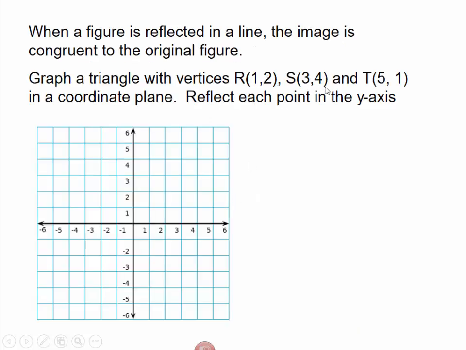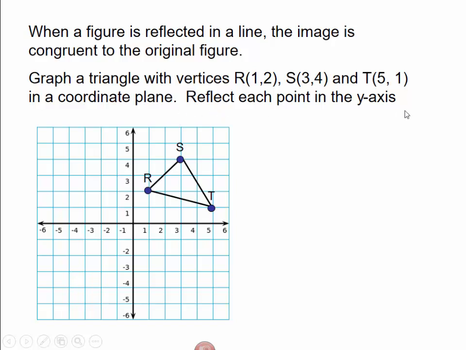I want to graph these 3 points and make a triangle. So R is 1, 2, so I go over 1 and up 2. S is 3, 4, so I go right 3 and up 4. And then T is 5, 1, so I go over 5 and up 1. Make my points and I have my triangle.